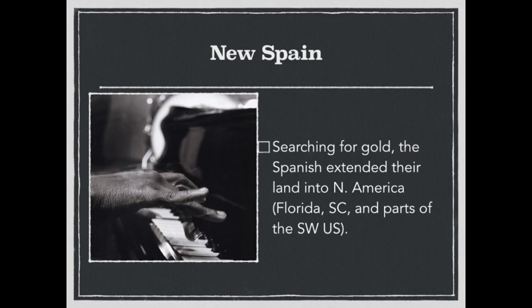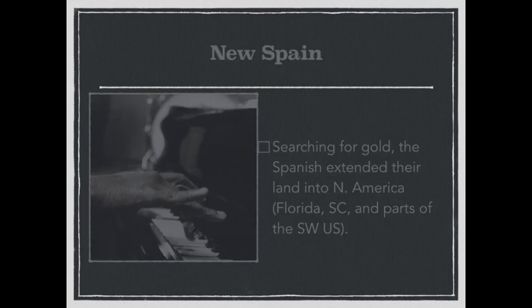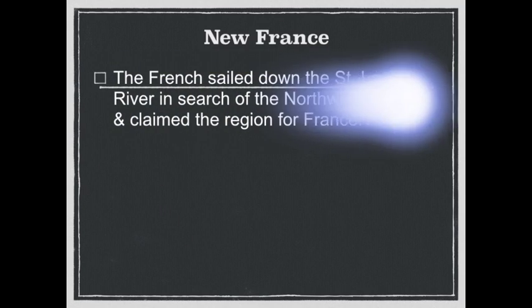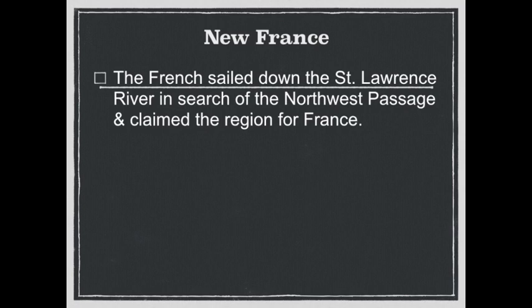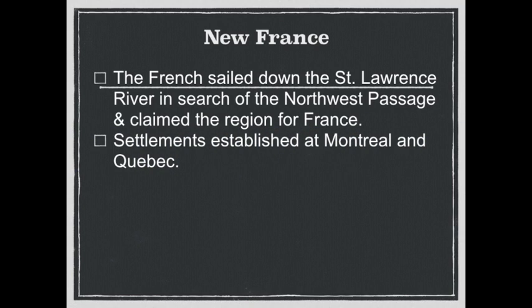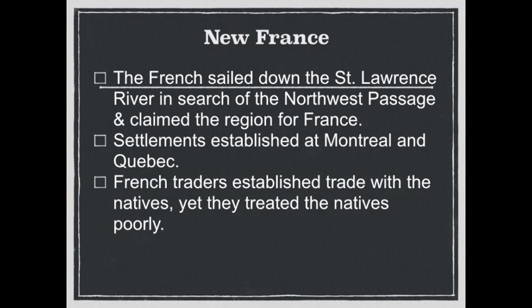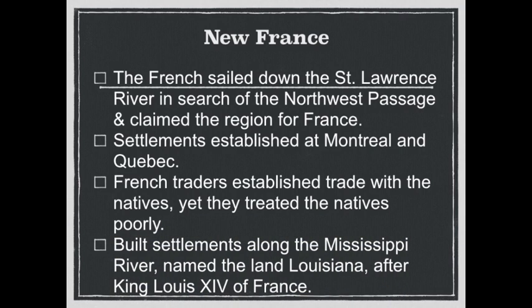Up next, some more about New Spain. They were searching for gold. In their search for gold, Spanish extended their land into North America into parts of Florida, South Carolina, and southwestern United States. New France. The French sailed down the St. Lawrence River, remember that again is up towards Canada, in search of a northwest passage and claimed the region for France. The settlements established were at Montreal and Quebec. Remember, they speak French. French traders established trade with natives, yet they treated the natives poorly. They built settlements along the Mississippi River and named the land Louisiana after King Louis XIV of France. Okay, so that's New France.